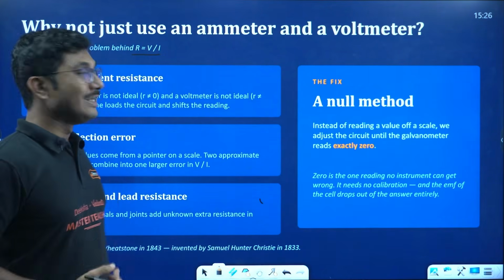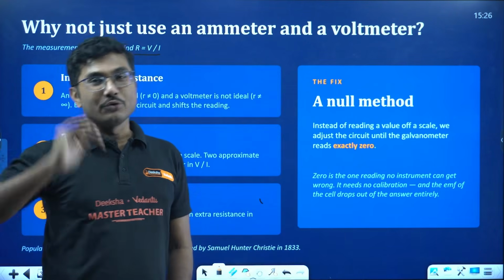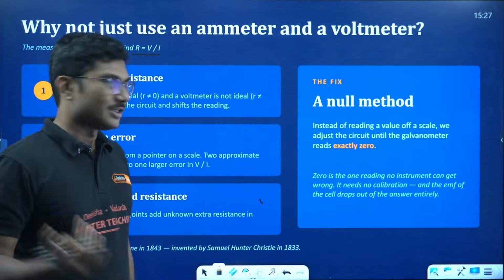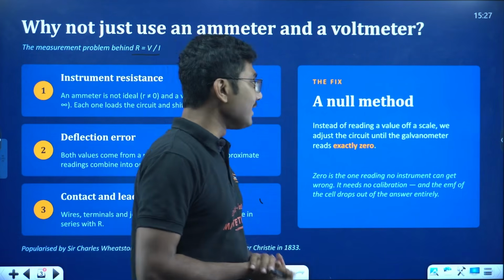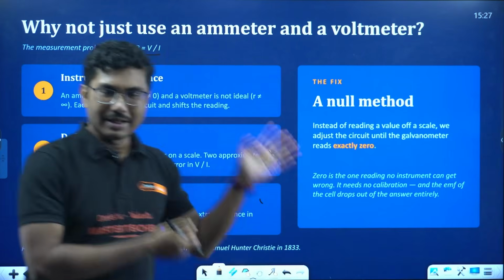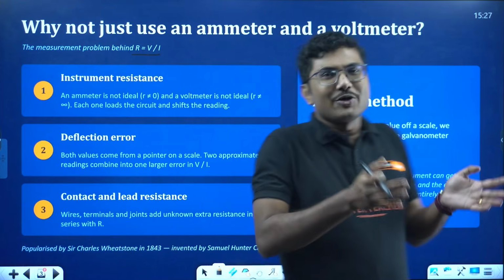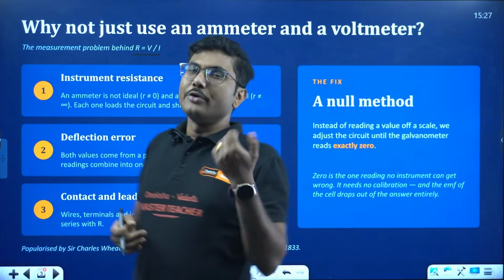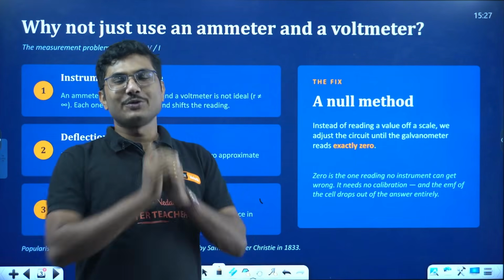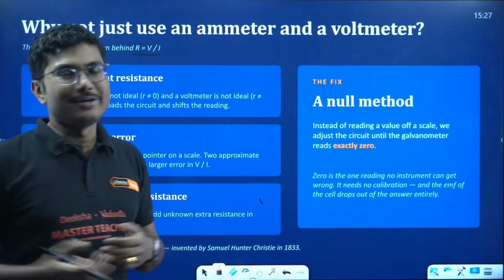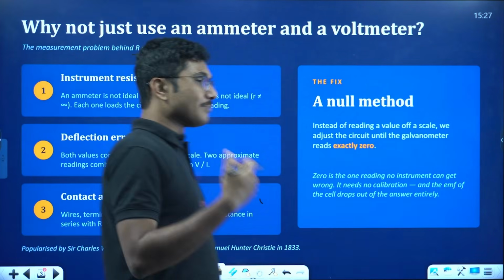So that's why we need a null method where even though we are using some meters, the resistance of those meters is not coming into the picture. Okay, so instead of reading a value off a scale, we adjust the circuit until the galvanometer reads exactly 0. So the circuit we will see afterwards. There we have a certain arrangement where the galvanometer's requirement is only to show that the current is not flowing. That's it. That means no galvanometer resistance, no ammeter, voltmeter are required at all, and still we can measure unknown values, right? So that is the beauty of Wheatstone Bridge, and that's why it becomes so popular.